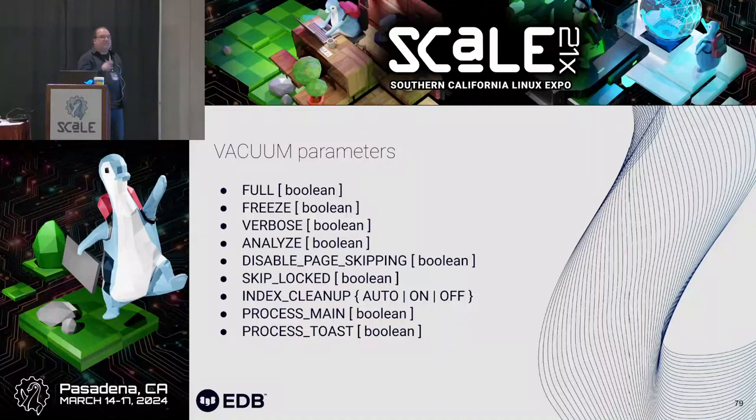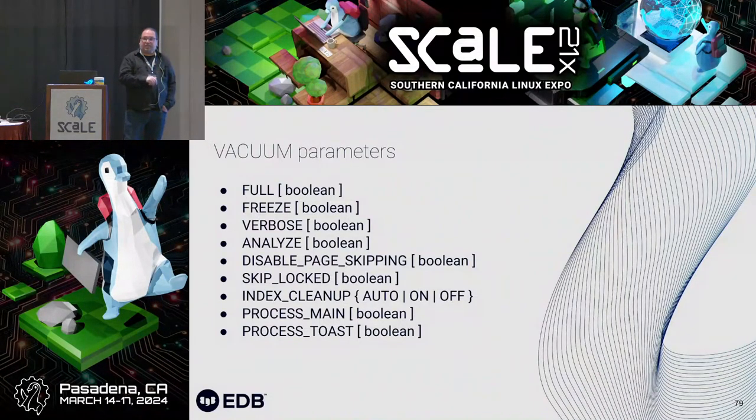If you want to analyze the tables while running a vacuum, analyze means updating the statistics, updating the histogram of the data in pg_stats tables. So you can run analyze with vacuum. You can also skip locked pages, which is going to speed up the vacuum process, but then you may end up with unvacuumed portions of the tables. But again, it's going to speed up the vacuum process because it's just going to skip the lock. This is disabled by default, by the way.